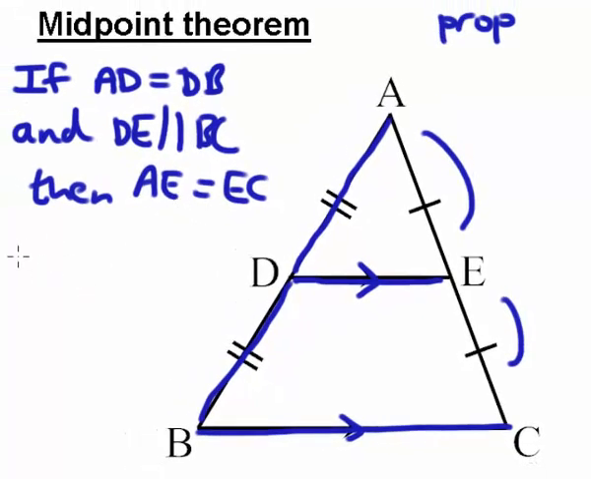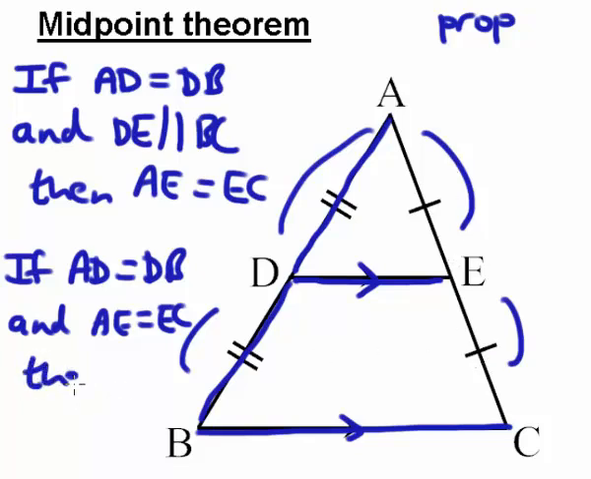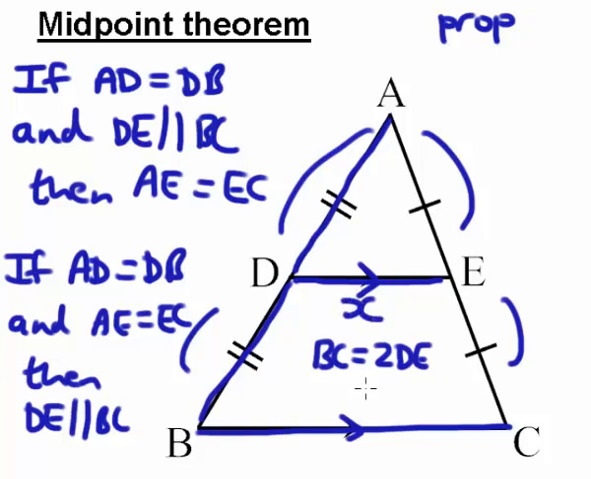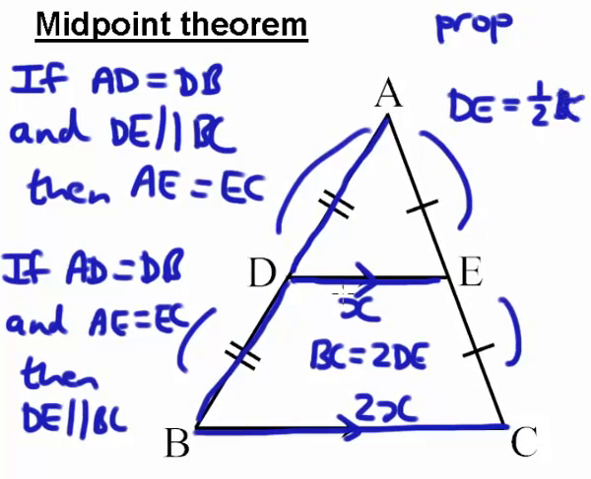Or you could also say, if AD equals DB, so that side equals this, and at the same time AE equals EC, if you've got that, you can then say straight away that DE is parallel to BC. That's another version of the midpoint theorem. And by the way, BC is actually 2DE. So if DE is X, BC is double that. Or we can say that DE is a half of BC. That's the relationship in the midpoint theorem.